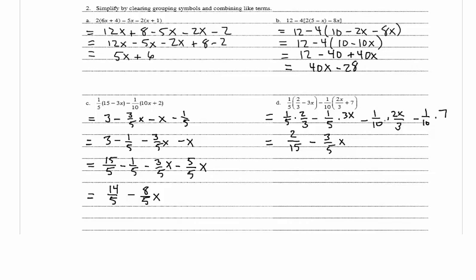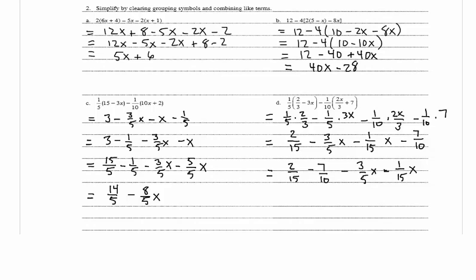And now I have 1/10 times 2/3 is going to be 2 over 30, which also simplifies to 1 over 15. So we have minus 1 over 15 x. And now we have negative 1/10 times 7 is negative 7 over 10. And now we need to combine our like terms. So we're going to rearrange this. So I have 2 over 15 minus 7 over 10 minus 3/5 x minus 1/15 x. And now we need a common denominator to combine our like terms.